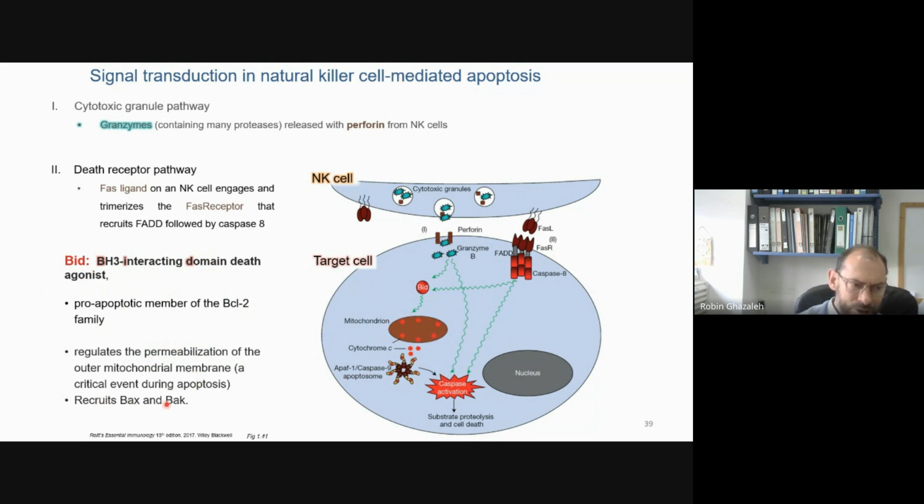Bax and Bak are molecules which are recruited to the mitochondrial membrane after it binds to the mitochondrial membrane.